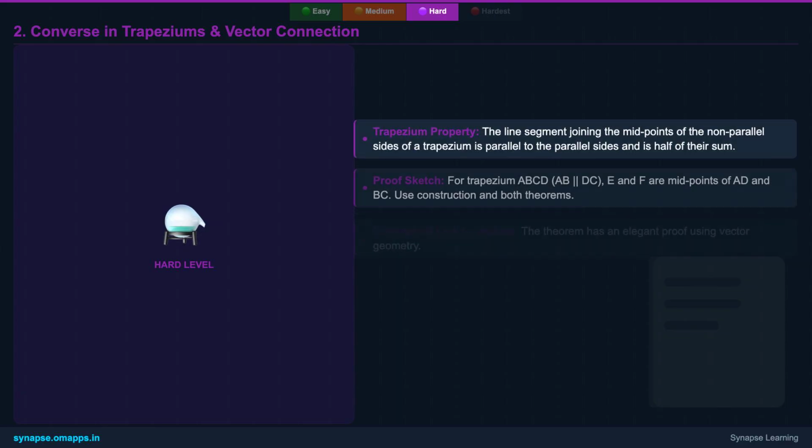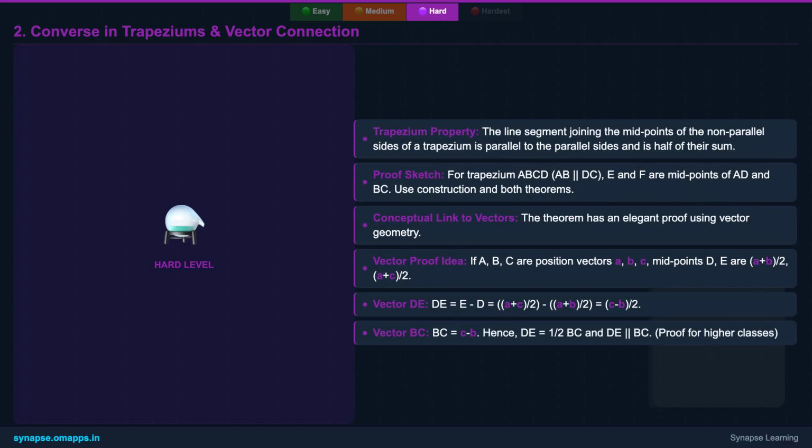Another crucial application is with trapeziums. The line segment joining the midpoints of the non-parallel sides of a trapezium is not only parallel to the parallel sides but its length is also half the sum of the lengths of the parallel sides. This is incredibly useful for finding unknown lengths or proving parallelism in trapeziums.